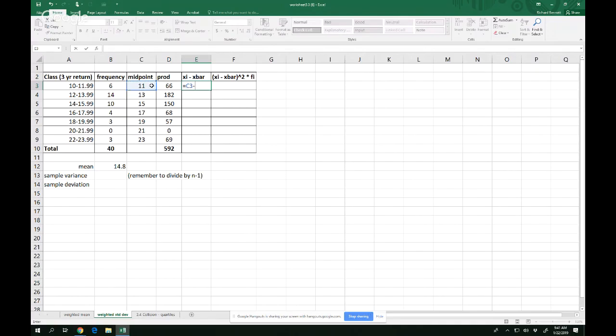Midpoint minus the mean. The mean, so it'd be 40... sorry, 14.8. Do we need to F4 any of those? Only the x bar or the mu. So only the second one, not the first. And then I can copy that down.